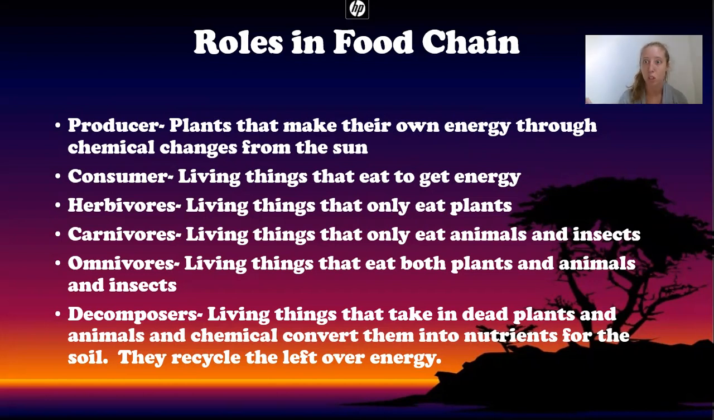Like the T-Rex. We know the T-Rex was a carnivore because we have fossil evidence showing its sharp teeth for ripping, gripping, shredding, tearing, and eating only meat, okay?